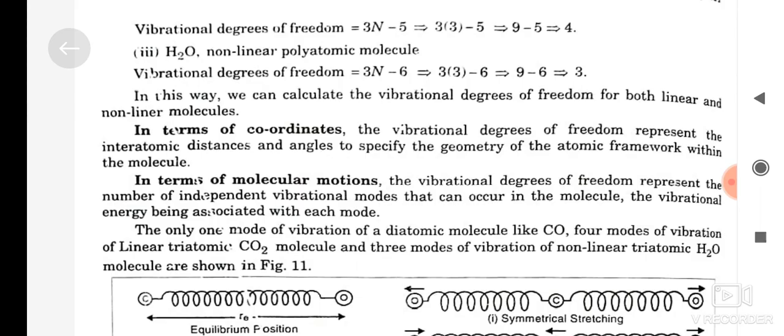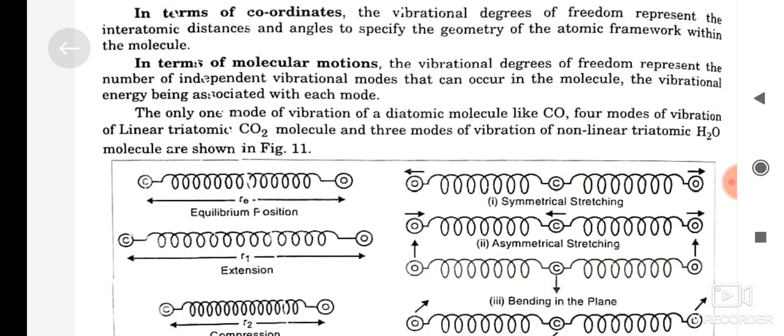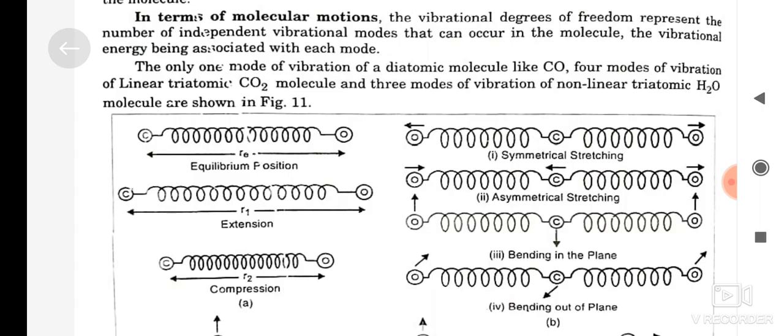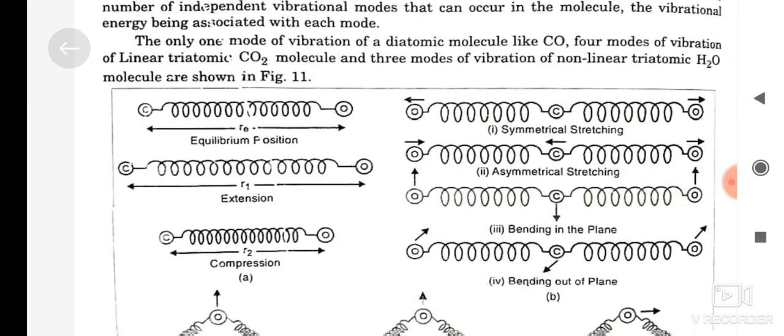In terms of coordinates, the vibrational degree of freedom represents the interatomic distance and angle to specify the geometry of the atomic framework within the molecule. In terms of molecular motion, the vibrational degree of freedom represents the number of independent vibrational modes that can occur in a molecule, the vibrational energy being associated with each mode. There is only one mode of vibration for a diatomic molecule like CO, four modes of vibration for the linear triatomic CO2 molecule, and three modes of vibration for the non-linear triatomic H2O molecule, as shown in figure 11.